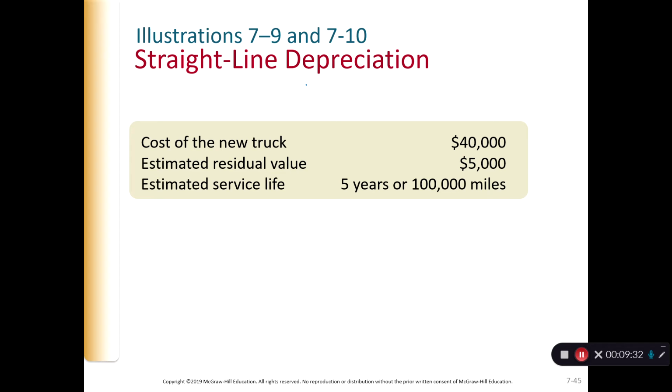Straight line means you only use one rate to depreciate the depreciable value over the period of useful life. In other words, the straight line method allocates an equal amount of depreciable cost to each year of the asset's life.